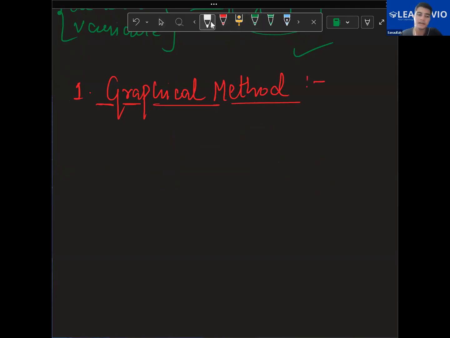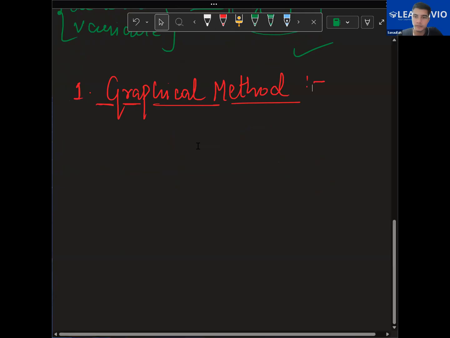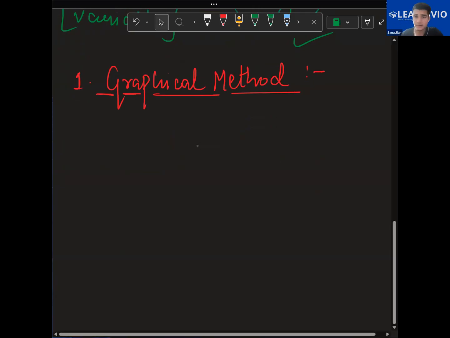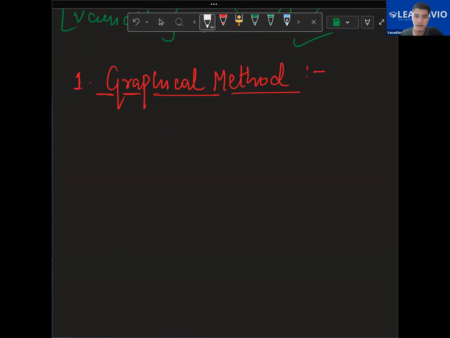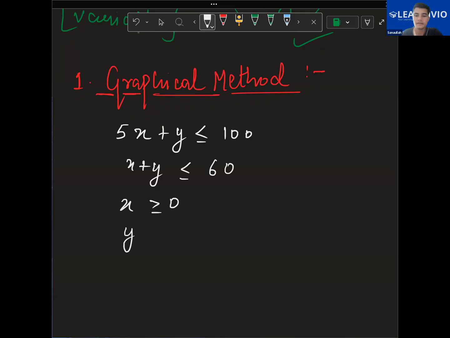Graphical method of solving any linear problem. For this, I will give you four or five equations in the form of constraints. Like I have this equation: 5x plus y is less than 100. x plus y is less than, let's say, 60. And your x is greater than 0, and your y is also greater than 0.